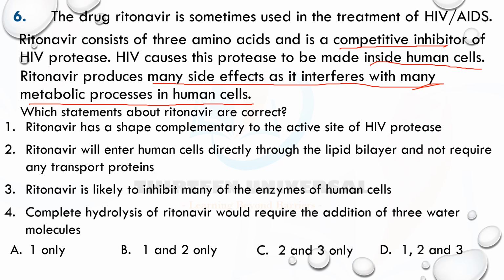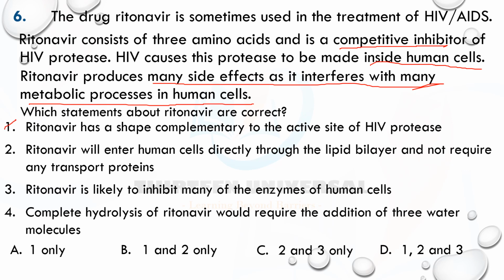It's very important. All right, let's work on this. Now the question says, let's check whether this is correct. Ritonavir has a shape complementary to the active site. Yes, it's a competitive inhibitor. So 1 is correct.